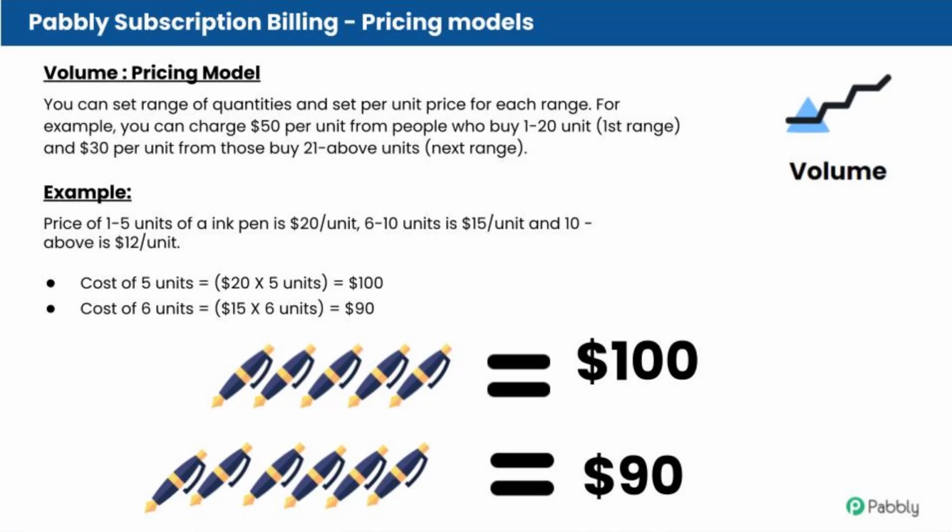Now if a customer purchases 5 units, then he'll be charged according to the range he is in with the per unit price that is $20. That amounts to a total of $100. Now if he enters another range that is from 6 to 10 units with the per unit price as $15, he will be charged 6 units multiplied by $15, that amounts to a total of $90.